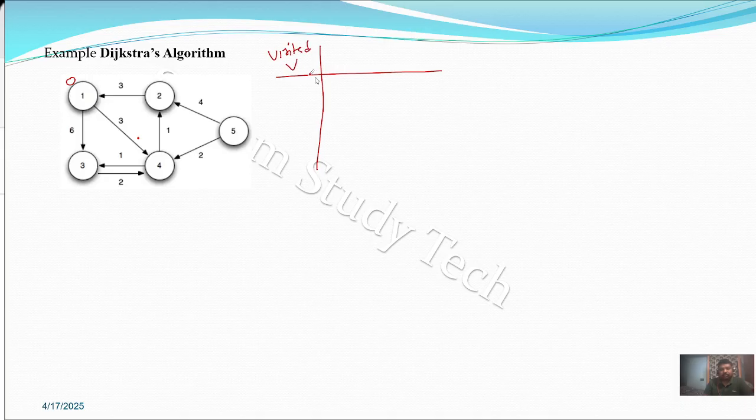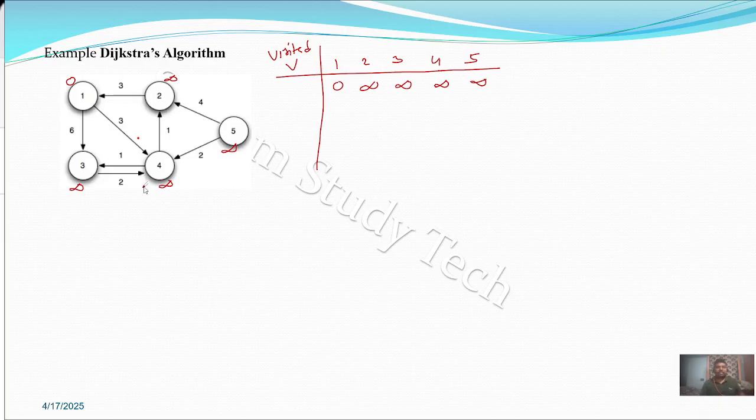We keep track of visited vertices, and there are vertices 1, 2, 3, 4 and 5 in that graph. Initially vertex 1 is set to 0 because it is the source vertex, and all remaining vertices are set to infinity. Here it is infinity, infinity, infinity, infinity. So this is the first step.